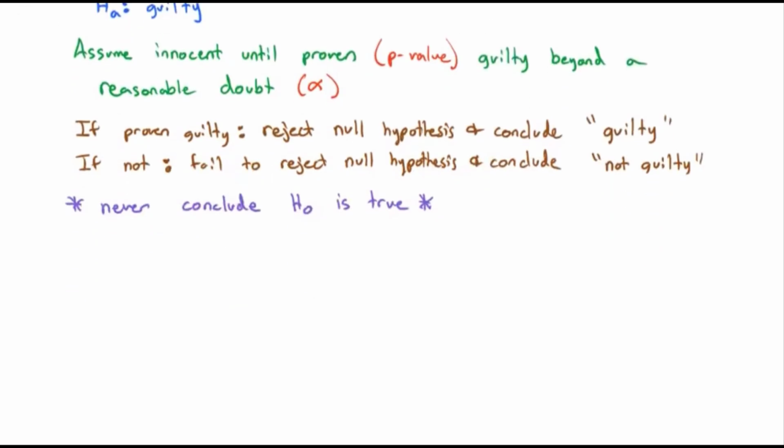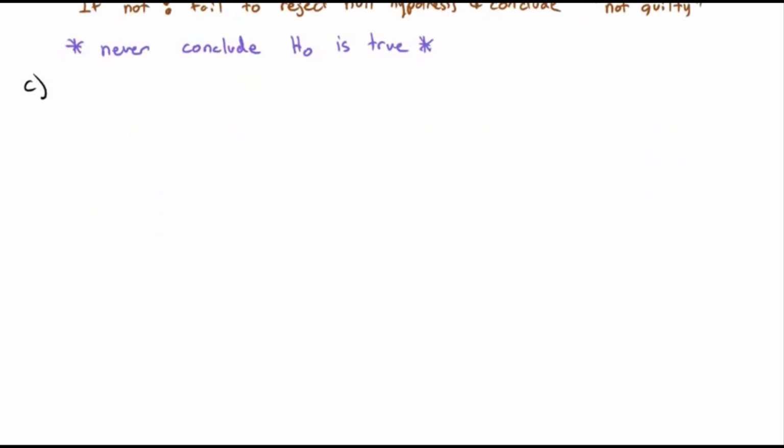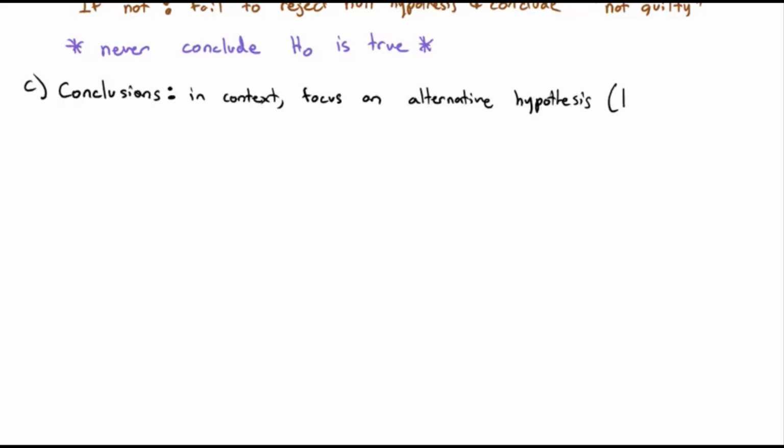Speaking of conclusions, let's talk about how we want to make our conclusions. Similar to how we interpreted a confidence interval for a proportion, when we make a conclusion, it's really important we make that conclusion in context. But we also are going to focus on the alternative hypothesis, the H sub A.